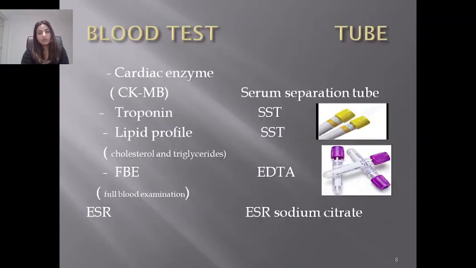These blood tests go into various tubes. The cardiac enzyme CK-MB test goes into the serum separation tube in the chemistry lab. The troponin test also goes in the SST, and the lipid profile also goes in a serum separation tube. The full blood examination test goes into the EDTA tube, and the ESR test goes into the ESR sodium citrate tube, that is black color.